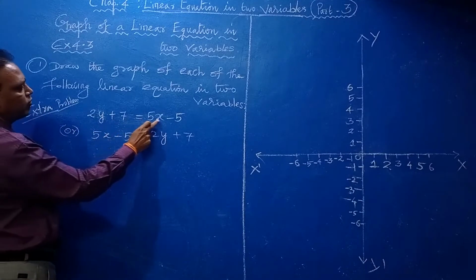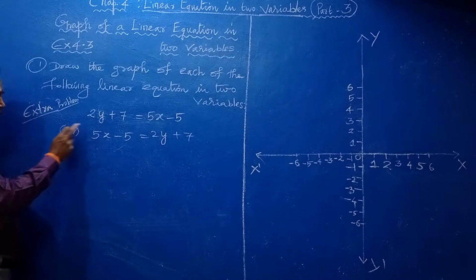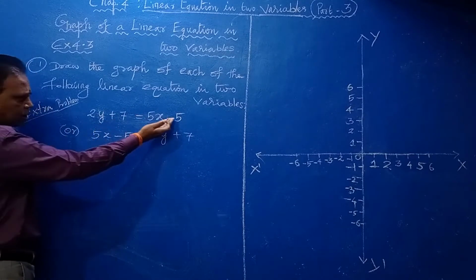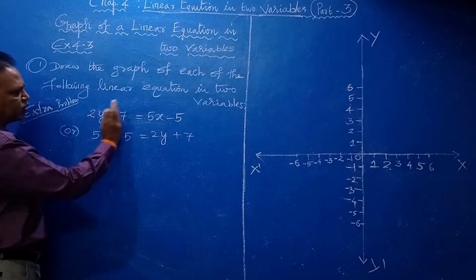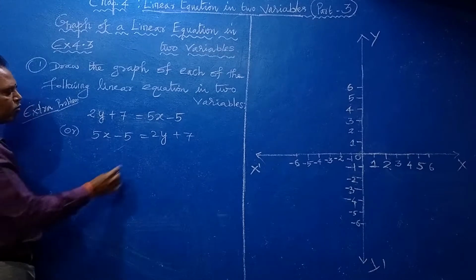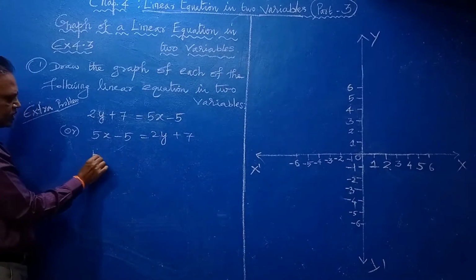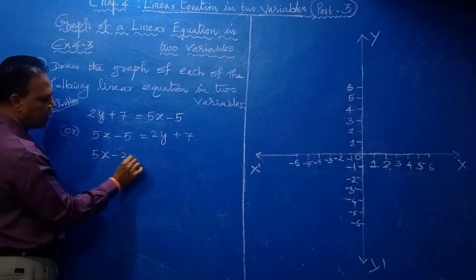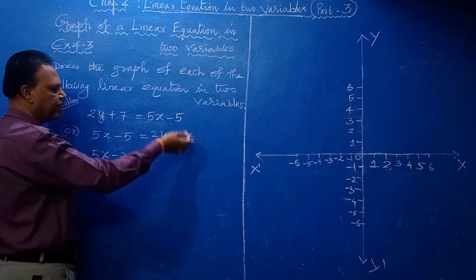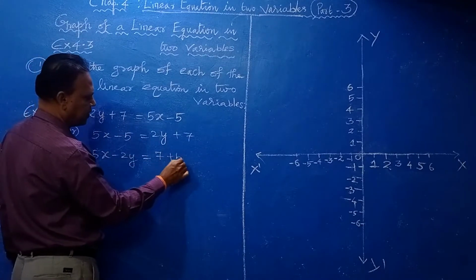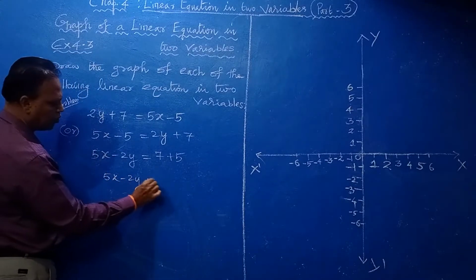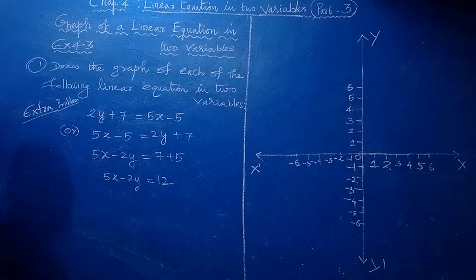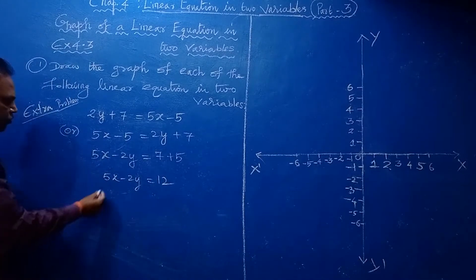We'll see one extra problem here. 2y plus 7 equal to 5x minus 5. So I'm just rewriting, this x term always keep left hand side so that it will be easy. Okay, this one left hand side, this one right hand side you take. Now this 2y bring this side means 5x minus 2y. This minus 5 bring that side means 7 plus 5. Here, so 5x minus 2y equal to 12. Okay. Now we have to find out the solution.